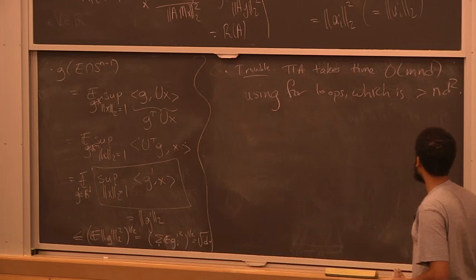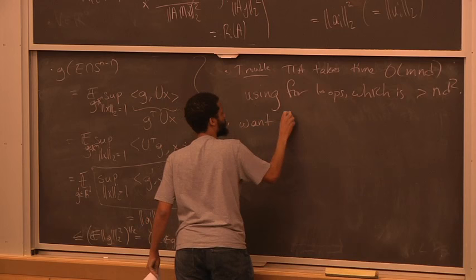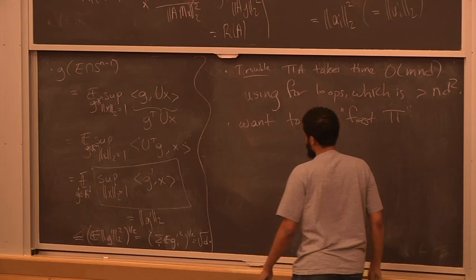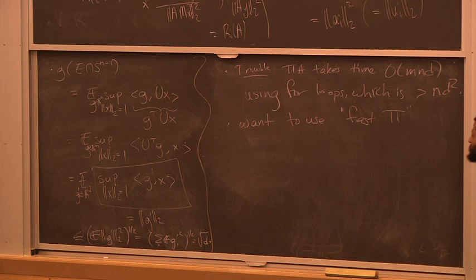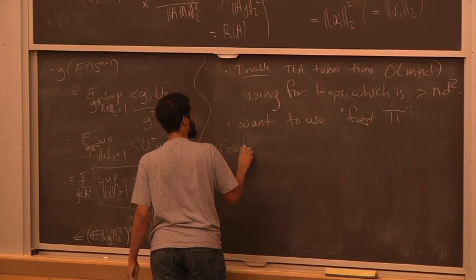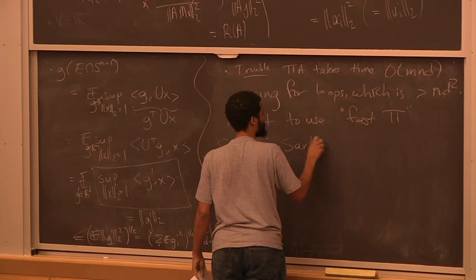So we want to use a fast Pi. Think, for example, sparse JL or fast JL, something like that. And we're going to see this is possible. This idea of using the JL approach was introduced by Sarlós.